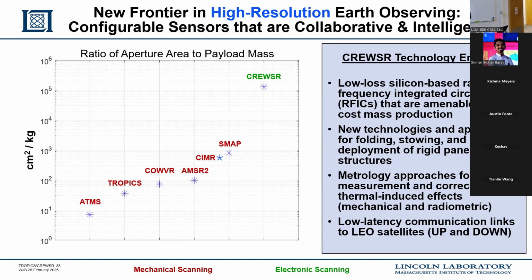There are new technologies for deploying the array. So we've got multiple panels that have to snap into place and lock and be very flat and rigid. We can do that now. And there are ways that we can ensure that those panels stay flat when they undergo all kinds of thermal deformation going in and out of sun eclipse.